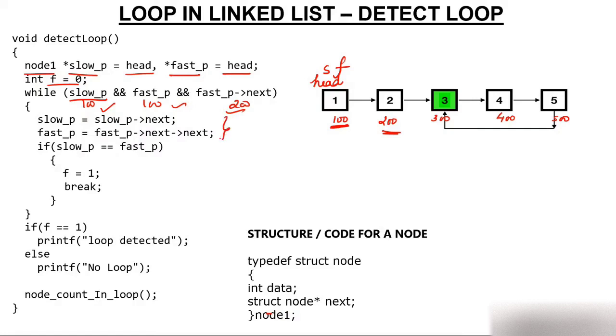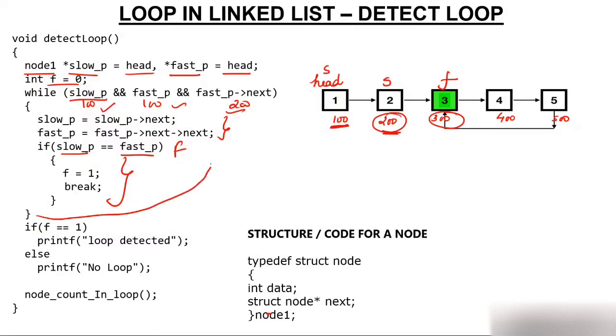So we'll move inside, and we'll increment the slow pointer by 1, that is slow will have slow next, while fast moves by 2, fast will have fast next. Slow will come here, and fast will come here. Again we'll check, is slow equal to fast? No, slow is 200 and fast is 300. They are not equal, the condition becomes false, so we will not go inside the if block.